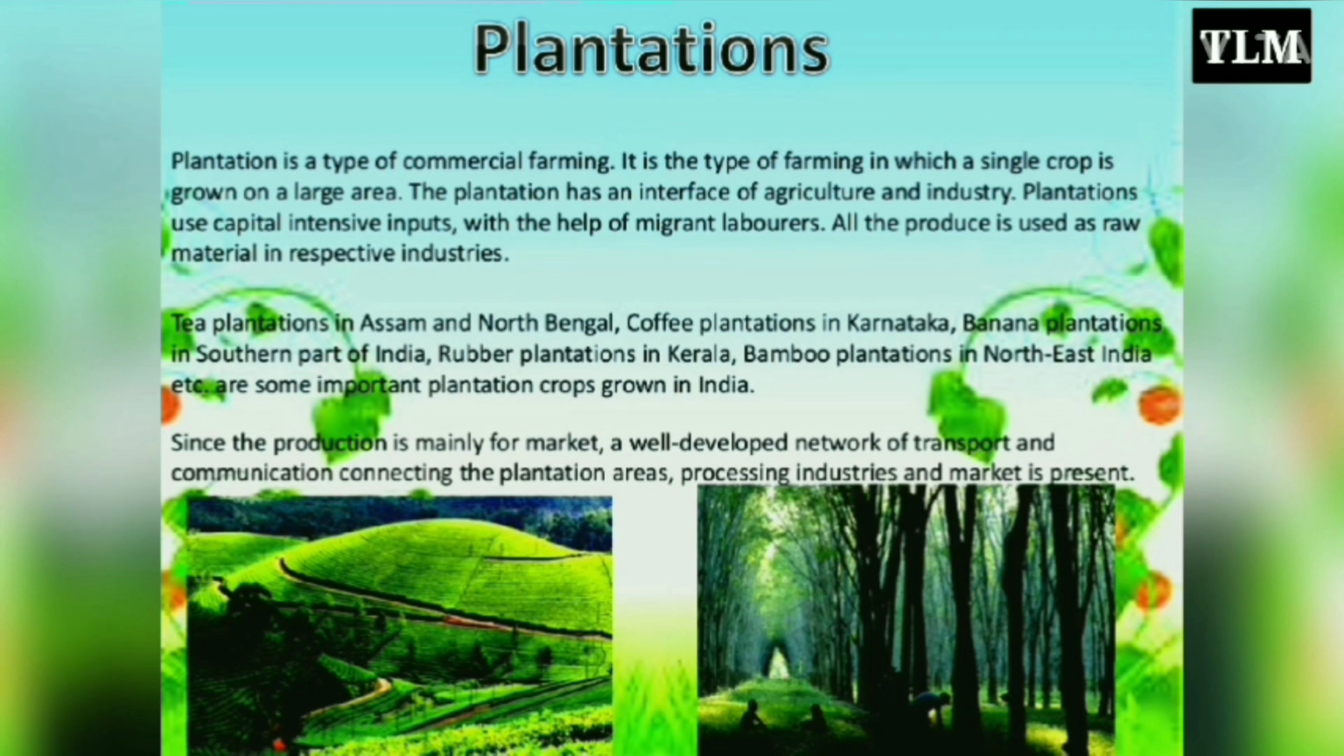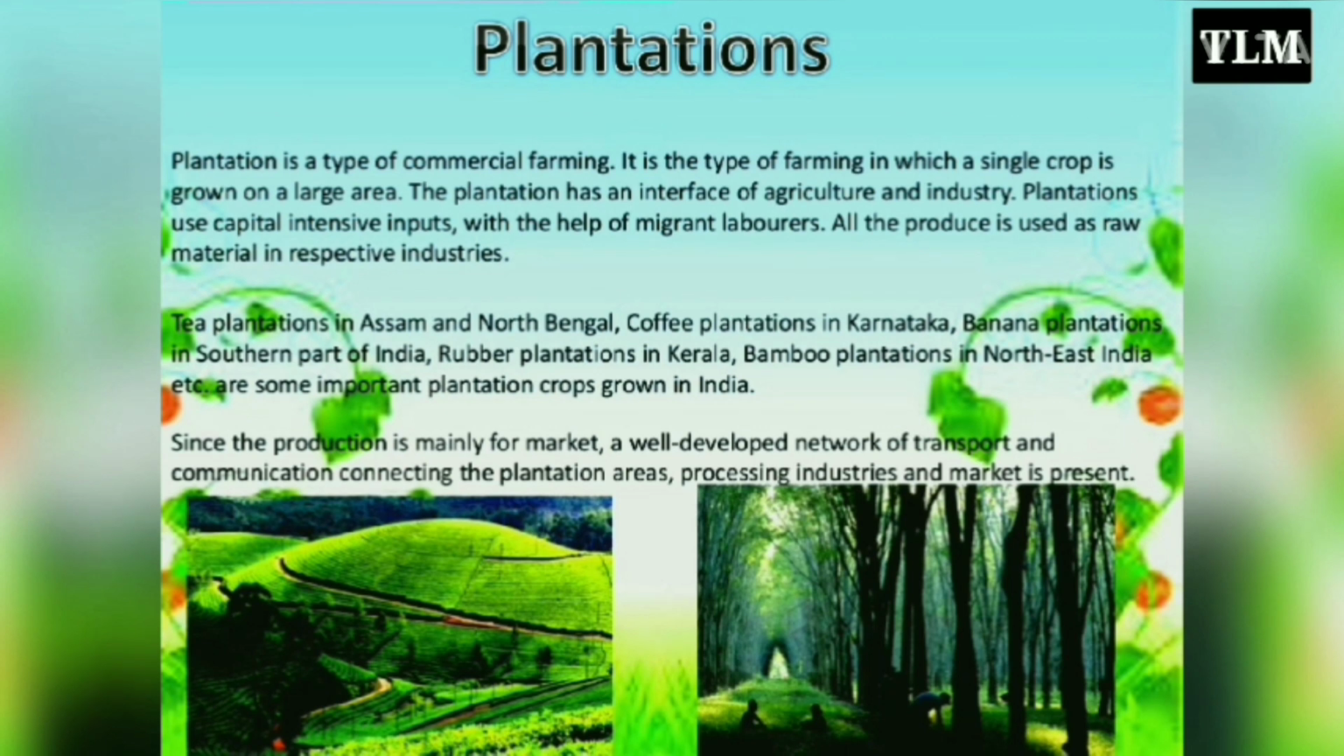Tea plantations in Assam and North Bengal, coffee plantations in Karnataka, banana plantations in southern part of India, rubber plantations in Kerala, bamboo plantation in northeast India, etc. are some important plantation crops grown in India.